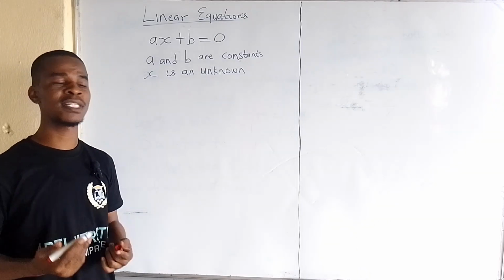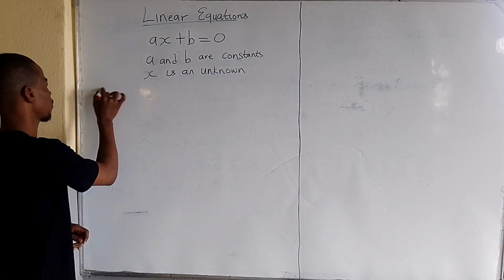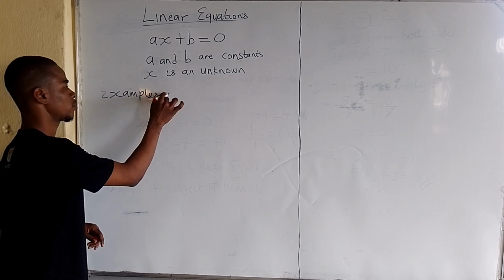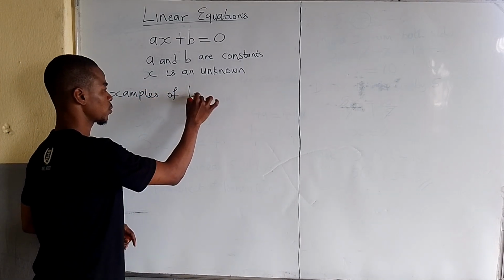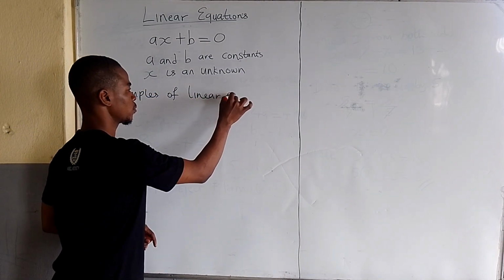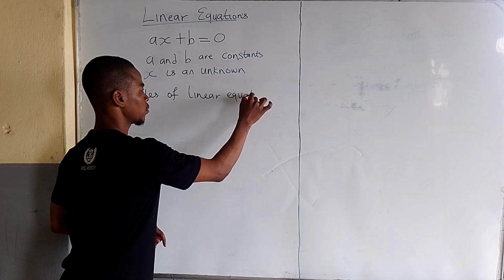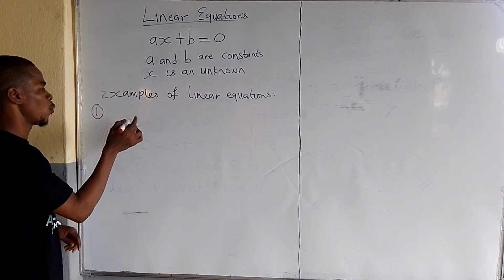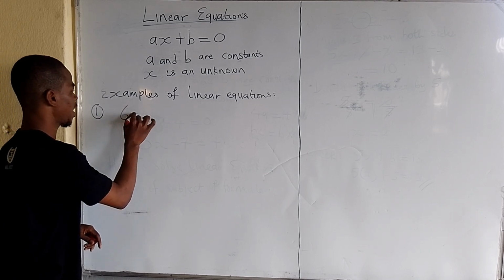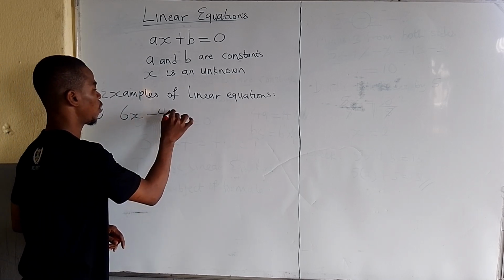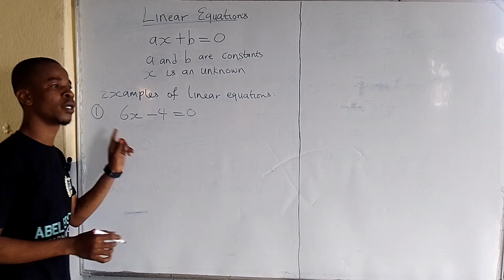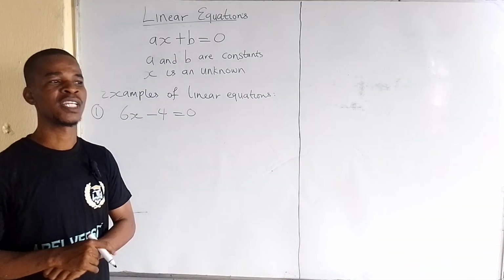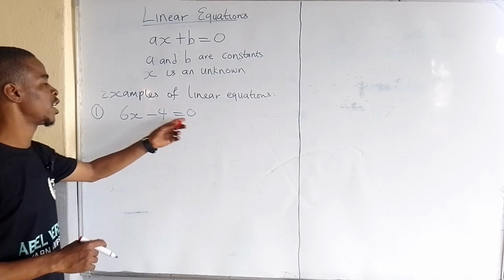Some examples of linear equations include something like this where we say 6x minus 4 equal to 0. This is a linear equation. The highest power of x here is what? 1. And then you have constants equal to 0.